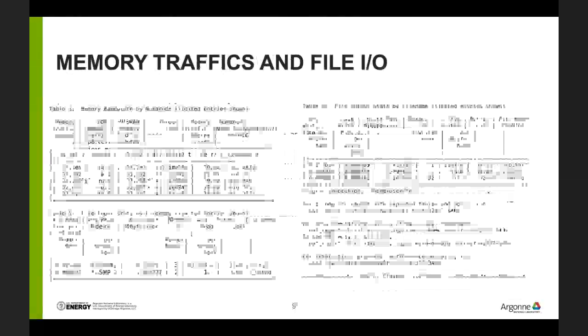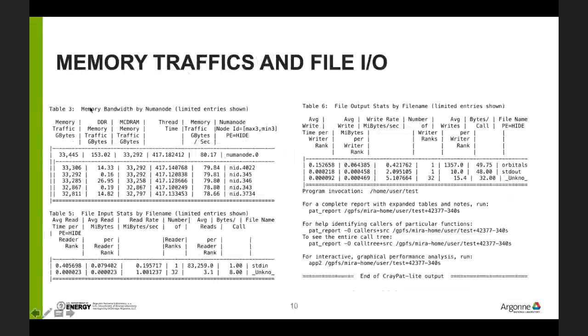CRAYPAT-LITE also provides the memory bandwidth by NUMA node. Here it provides the DDR traffic and MCDRAM traffic and time, also the NUMA domain. And it also provides the file input and file output information. For example, you can see what the write rate of each case is.